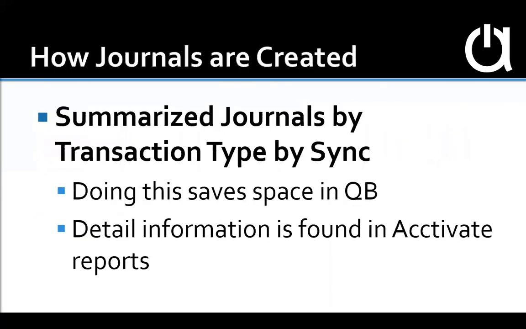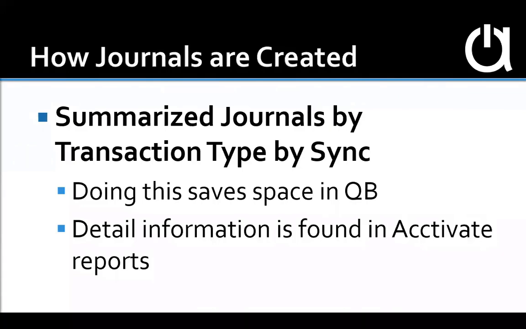All right. So first, let's talk about how journal entries work with QuickBooks. Activate sends summarized journal entries to QuickBooks. We're going to summarize them based on the transaction type and when you actually run the sync. So here's an example. I have 3 receipt transactions that are posted to the same warehouse by 9 a.m. I run a sync and all 3 are summarized into one journal entry in QuickBooks.